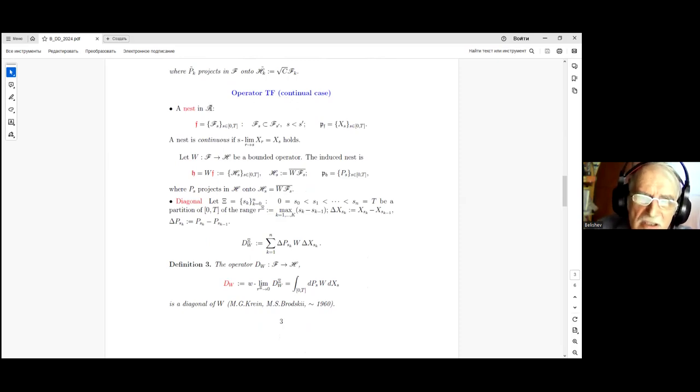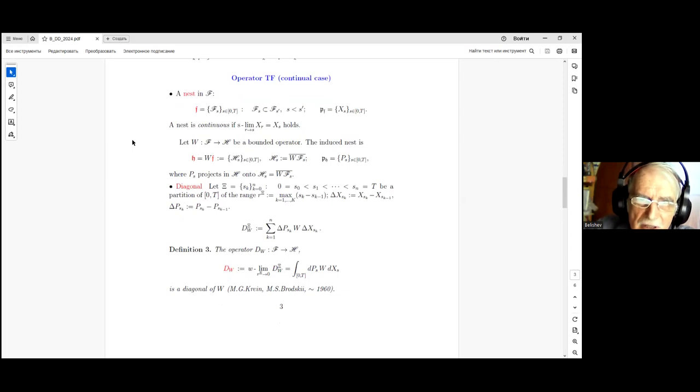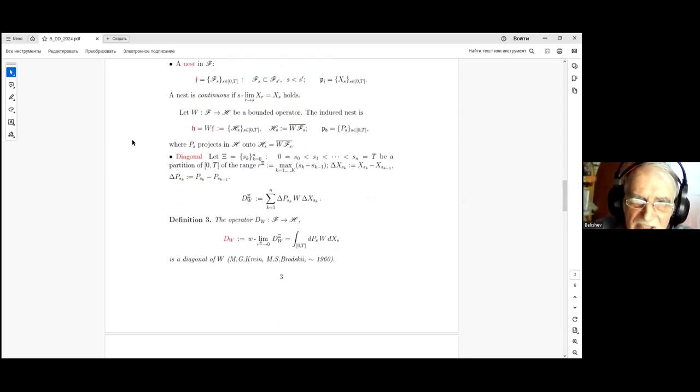So F is an infinite dimensional Hilbert space, and a nest. Let me clarify the terminology. A nest in F is an increasing family of subspaces and corresponding projections. And the nest is said to be continuous if the family of corresponding projections is continuous in the natural operator sense.